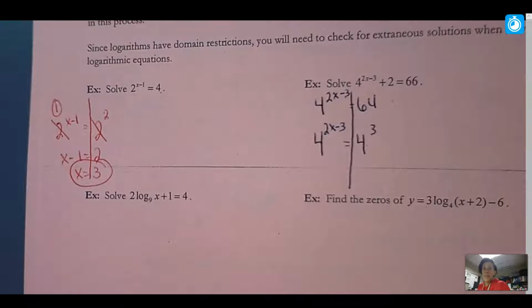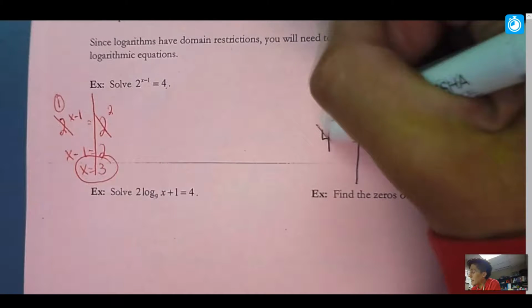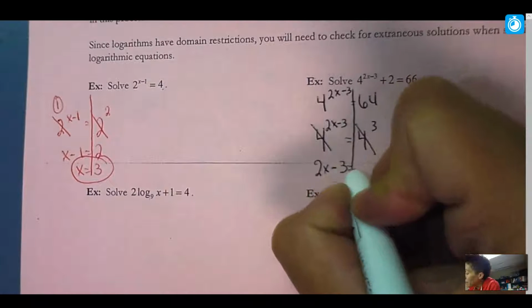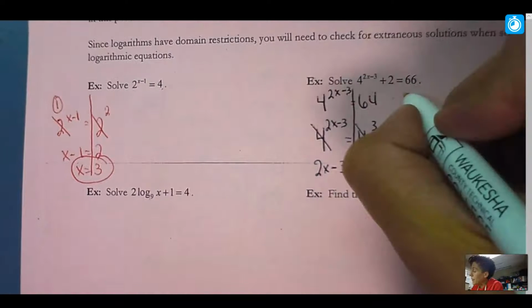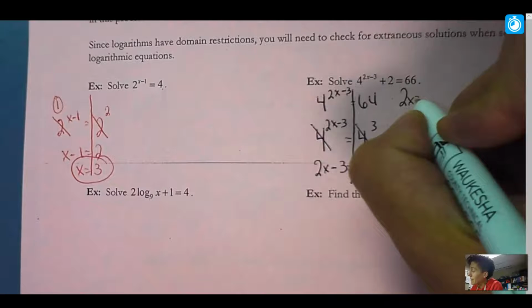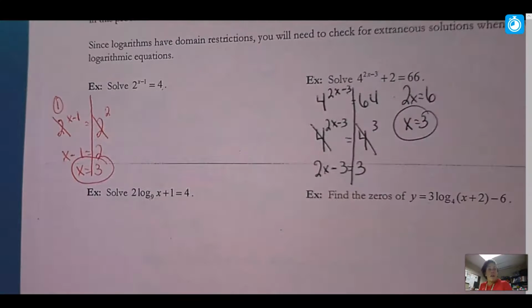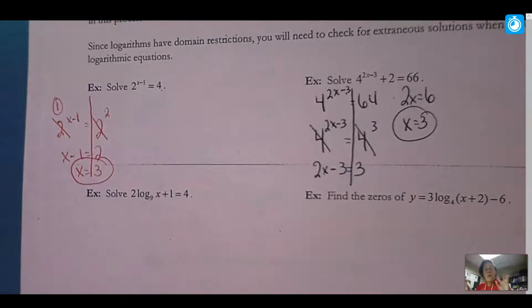So I haven't changed the problem, I've just changed the way it looks. And now when those bases are the same, I can ignore them, and I'll have the exponents become the problem. And from there I could add 3, which I'm running out of room, so that would give me 6. And then I could divide by 2, and my answer would be 3. So there is a way to solve them if you can get a common base.